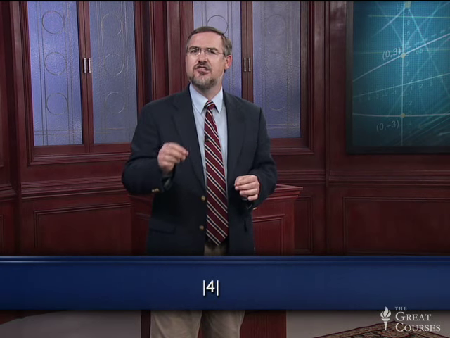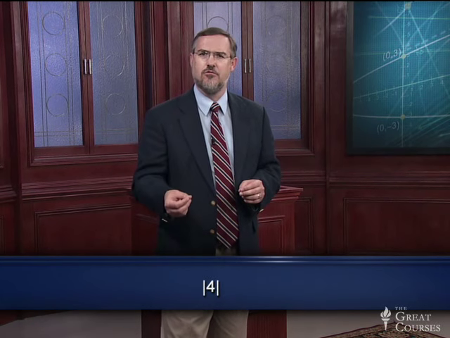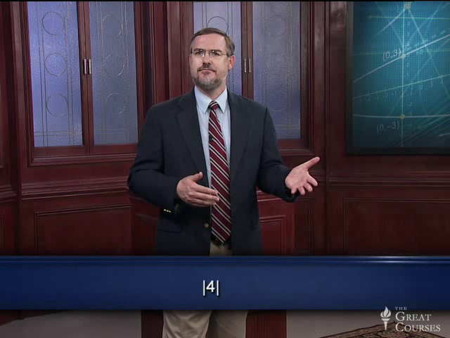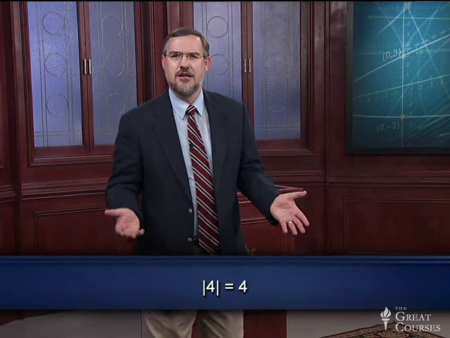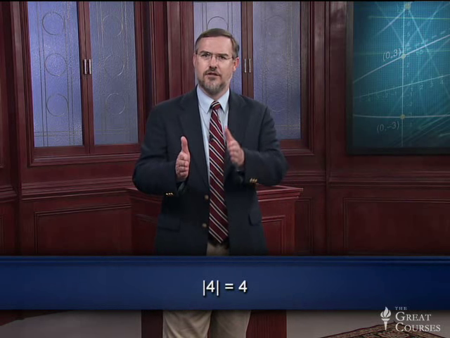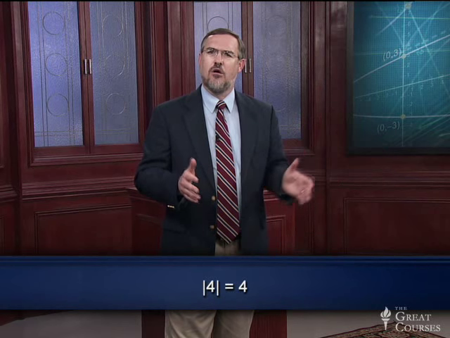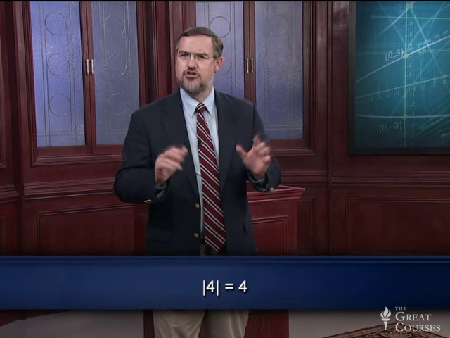But what does this symbol mean with these vertical lines? Well, to be honest, it doesn't mean anything more than the distance from the origin on the number line to that particular number. So, for example, absolute value of 4 means the number of steps we would have to go from the origin, or the 0, to the number 4. Well, that would be 4 steps. You'd have to start at the 0 and then just go 1, 2, 3, 4. So, absolute value of 4 is just 4.